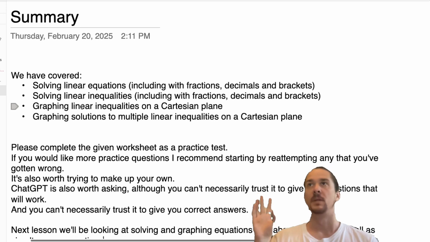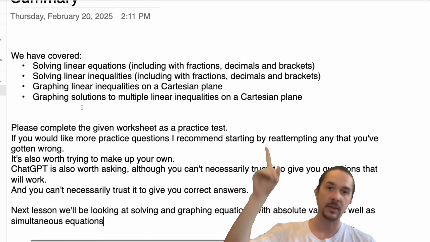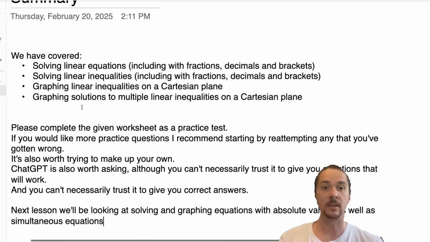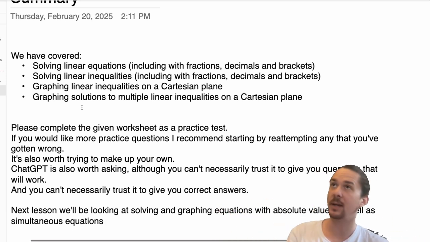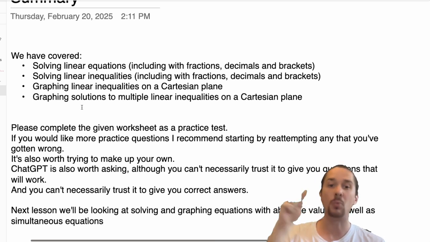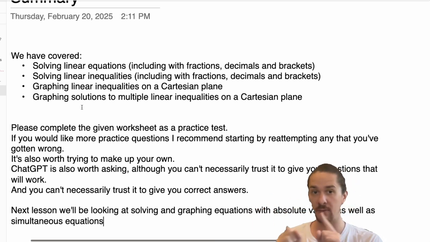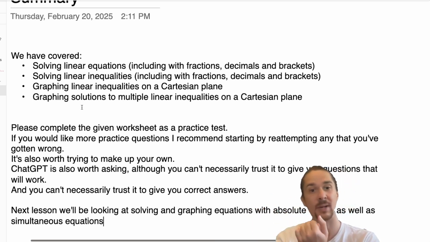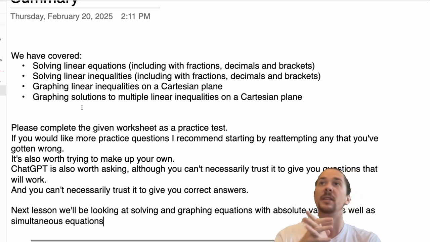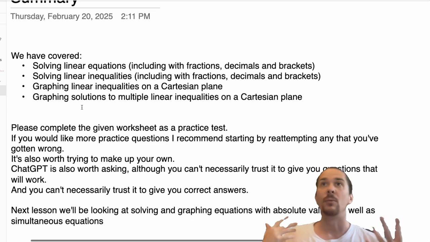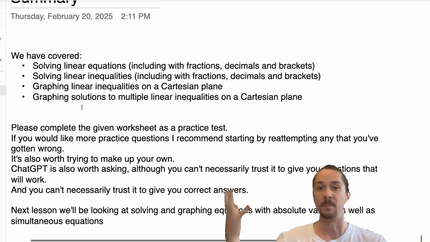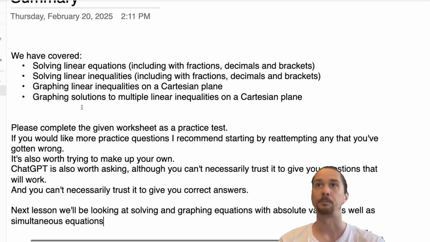In summary, today we have covered solving linear equations, including with fractions, decimals, and brackets. You should be able to do that. You should have been able to do that before today. Then we built on that, solving linear inequalities. The one catch, if you recall, is if we multiply or divide by a negative number, we have to flip the sign. Then we had graphing linear inequalities on a Cartesian plane, and we also looked at graphing solutions to multiple linear inequalities on a Cartesian plane.